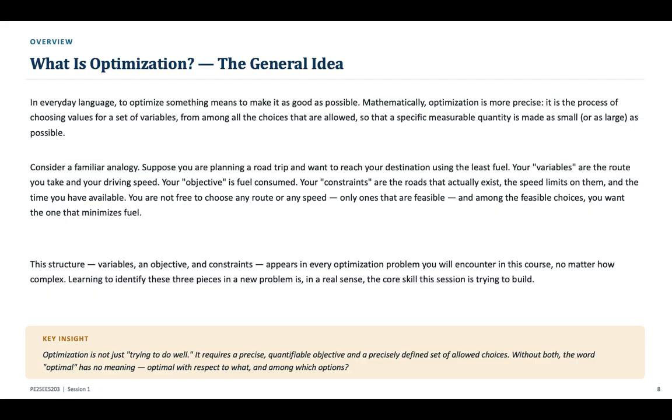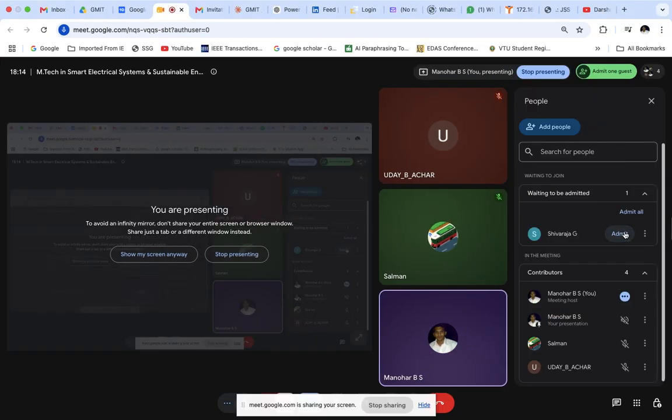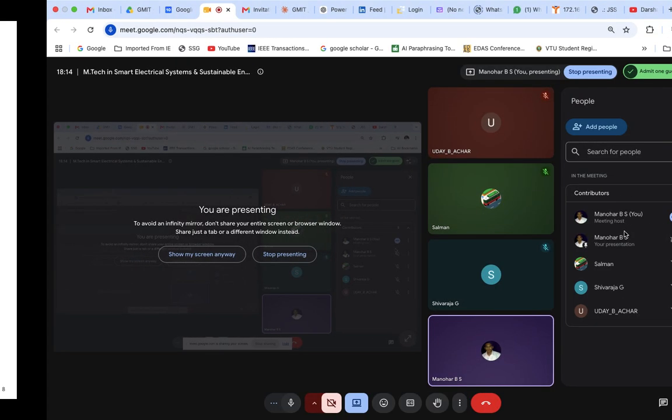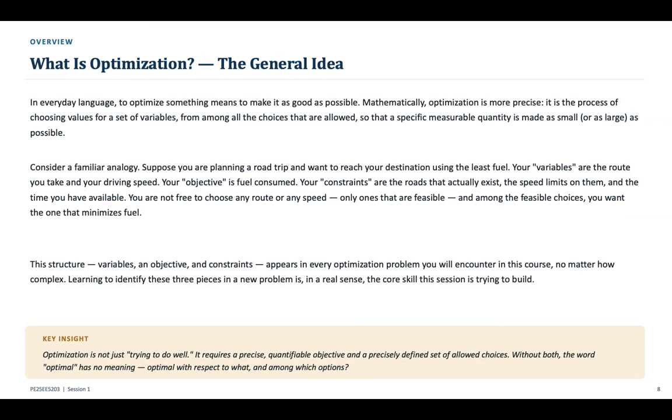Going ahead, you can see what optimization is, the general idea here. In everyday language, to optimize something means to make it as good as possible. Mathematical optimization is more precise, right? It is a process of choosing values for a set of variables.